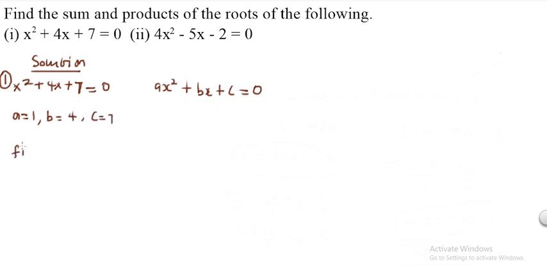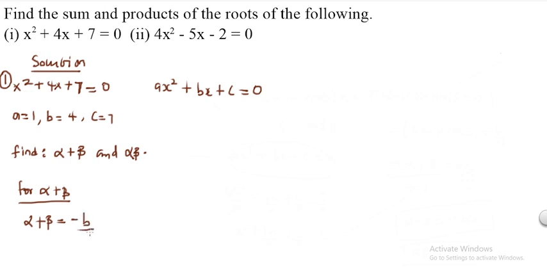Now I'm told to find my sum of roots. Now my sum of roots is simply alpha plus beta, and I'm also told to find my product of roots, which is alpha times beta. For sum of roots, for alpha plus beta, I will say alpha plus beta is equal to minus b over a. So all I will simply do is to plug the values of b and a into this equation. So this will be equal to minus 4 over 1. Minus 4 over 1 is minus 4. So this is the sum of roots of this quadratic equation.